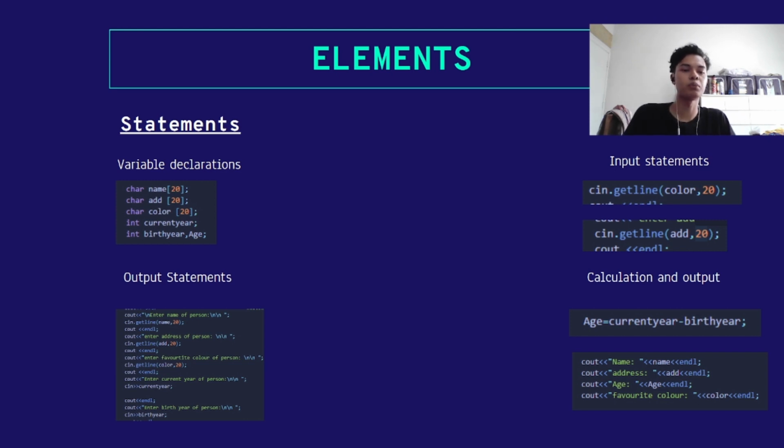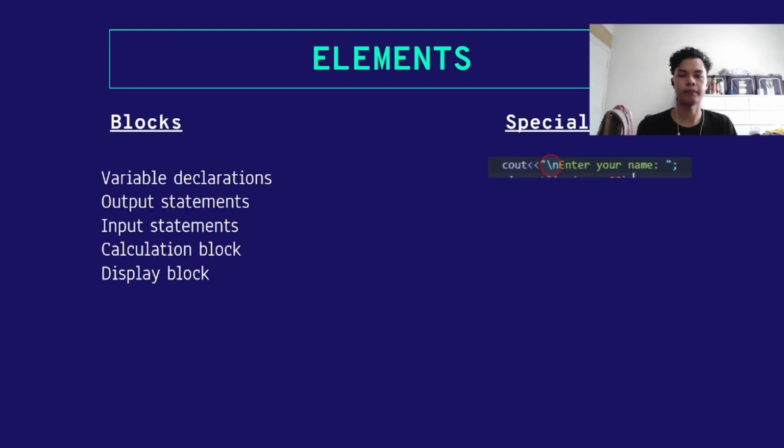And then we also have input statements, which is cin, whereas the output statement just now was cout. So in the input statements, we can see that it is color and address. And we also have calculation and output. The calculation in the code is first to get the age of the user, which is current year minus birth year. And we also have output, which is name, address, age, and favorite color.